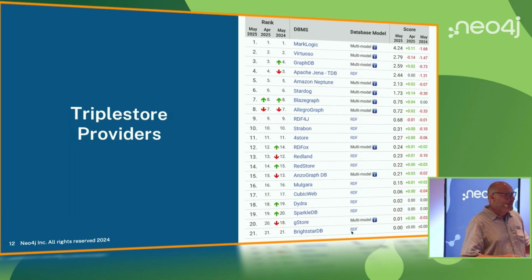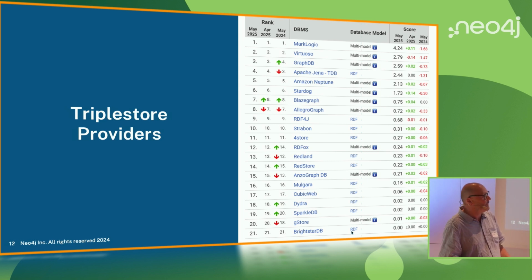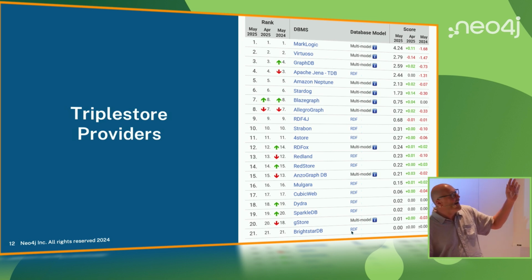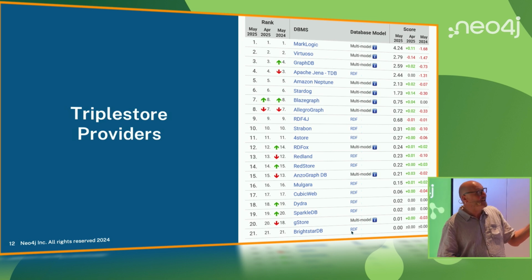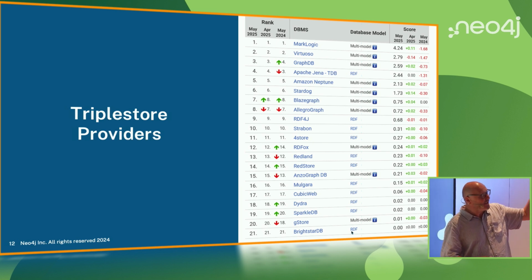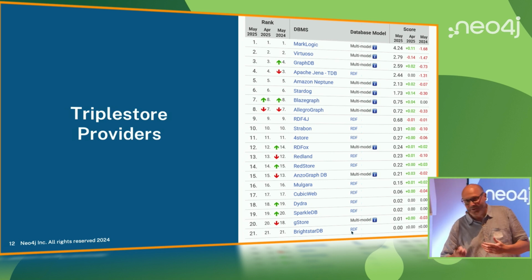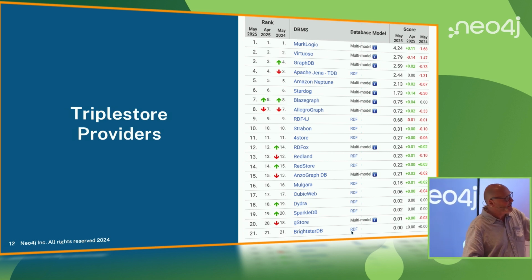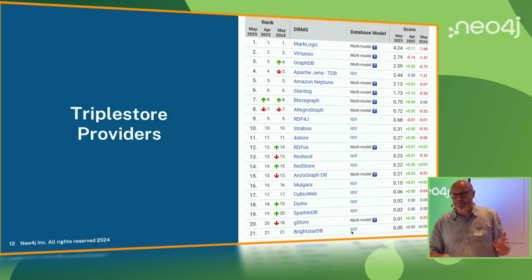So there's a number of triple store providers out there, and this was taken from DB-Engines or something like that, showing who the top providers are, people like MarkLogic, GraphDB, Amazon Neptune. Some of them are multi-model, so they'll do RDF triple stores, they'll also do SQL databases, and some of them are specific RDF. But we've got a range of different popular systems there which can provide triple stores.